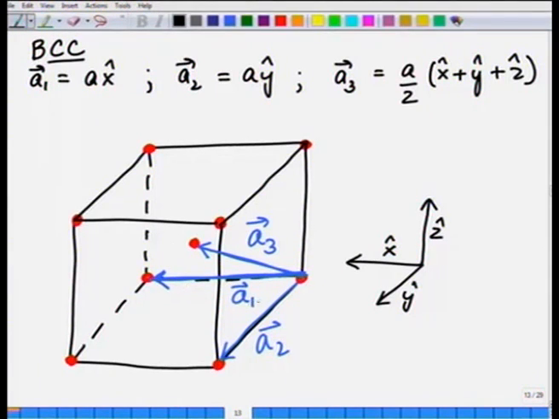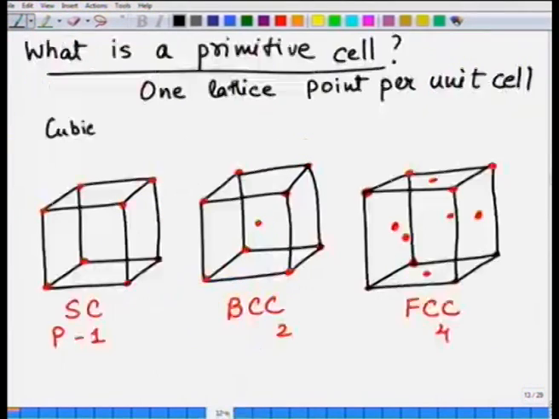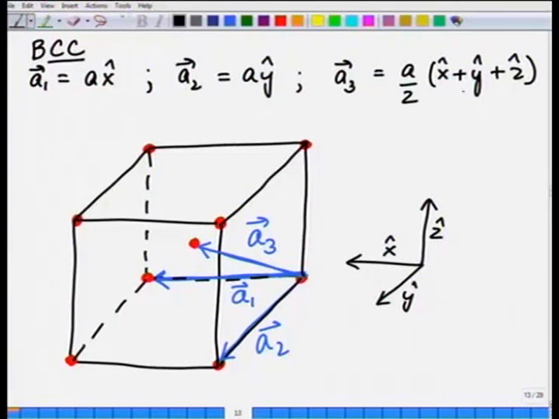If you wish, you can find the volume enclosed by these vectors by taking a scalar product, and you will find that this volume is half the volume of a cube. If we take the BCC like this, the volume will of course be a cube, but if you calculate from here the scalar product, you will find the volume to be a cubed by 2, because now I have only one lattice point per unit volume. It will be half the volume only.